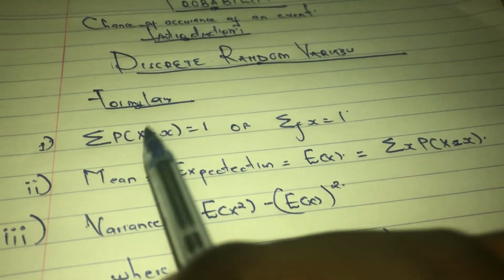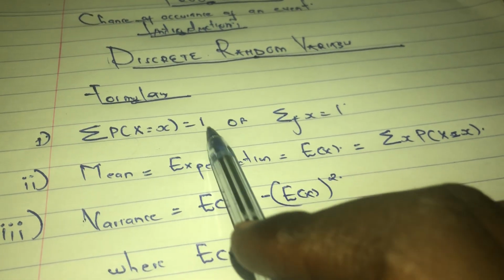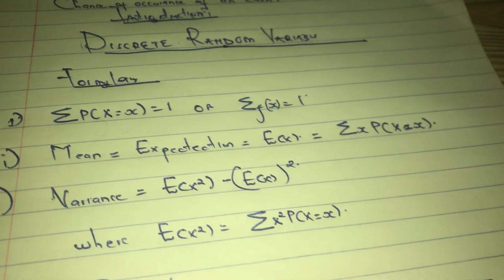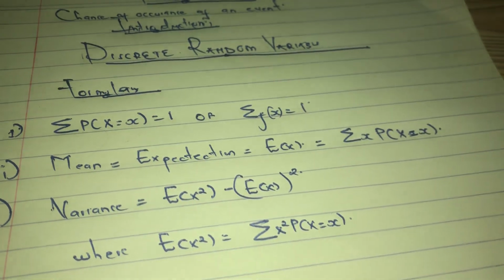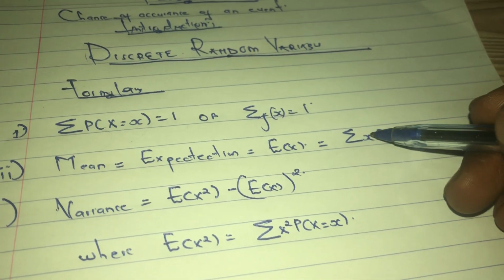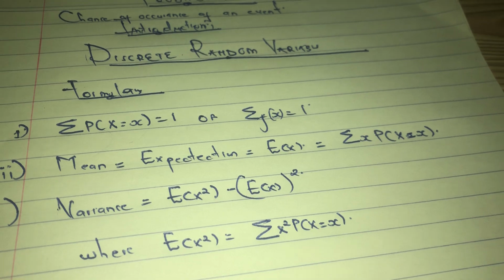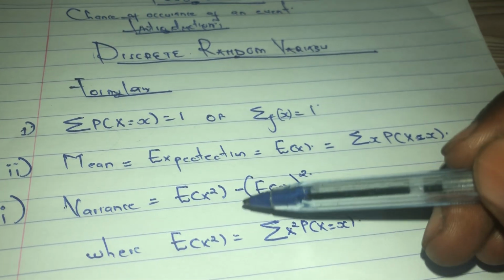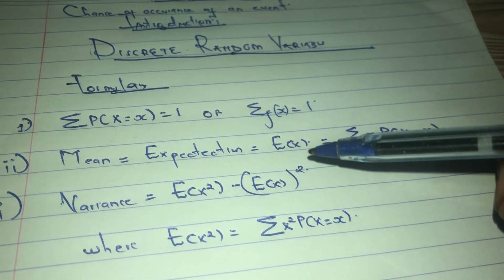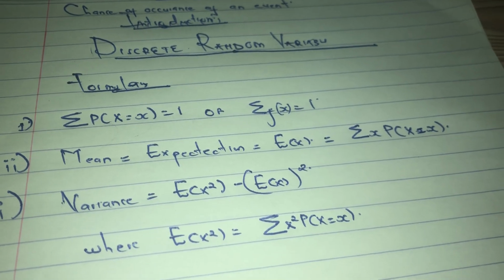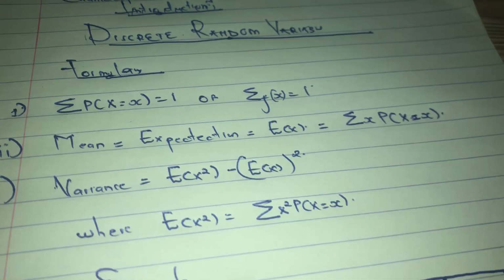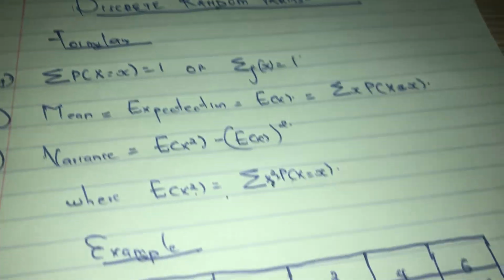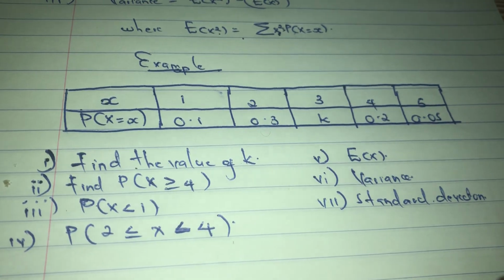First of all, the summation of all probabilities should always equal 1, or the summation of f(x) equals 1. Another is the mean, also called the expectation, which is the summation of x times the probability of x. The variance equals E(x squared), the expectation of x squared, minus the expectation squared. That means the standard deviation will be the square root, where E(x squared) equals x squared times the probability. Let me explain this with an example.